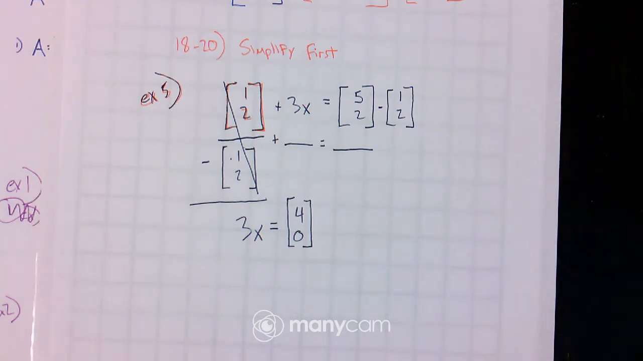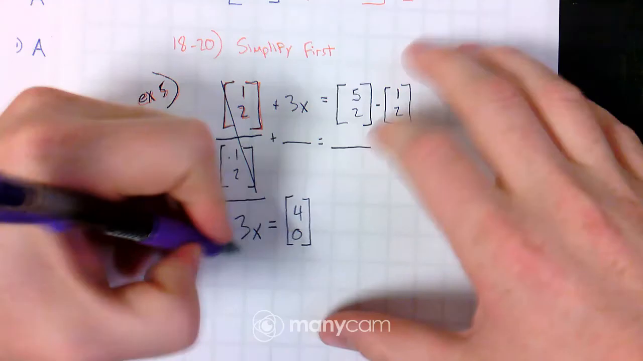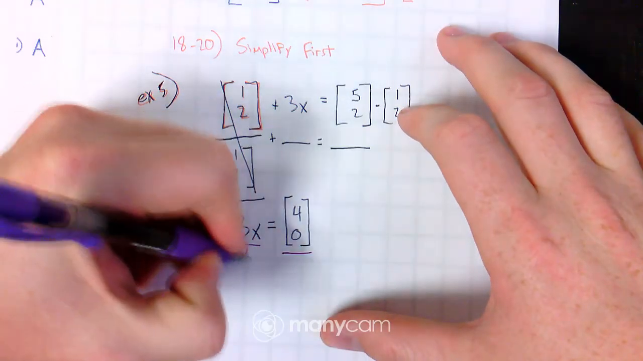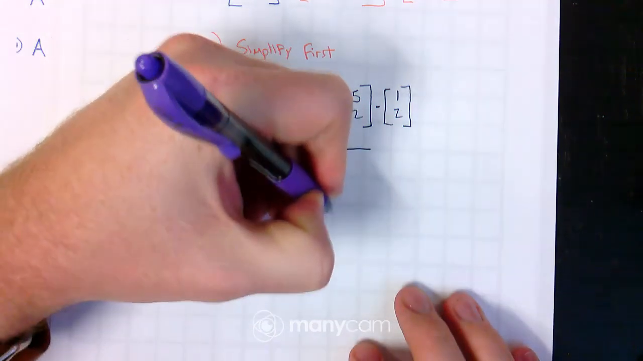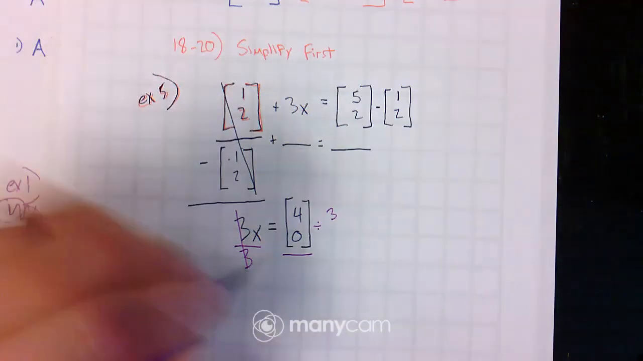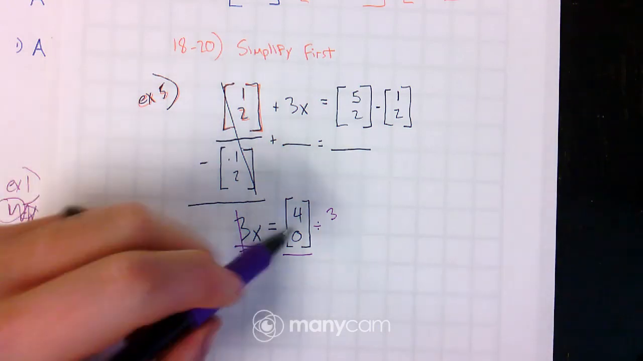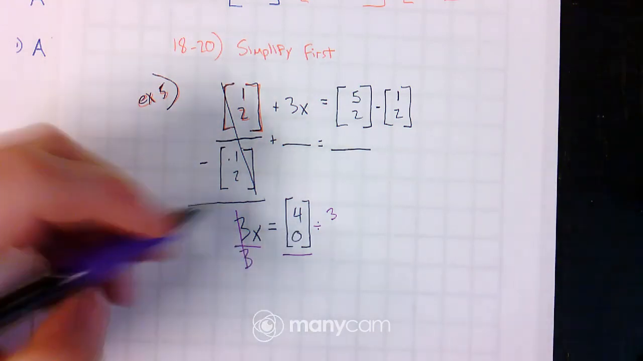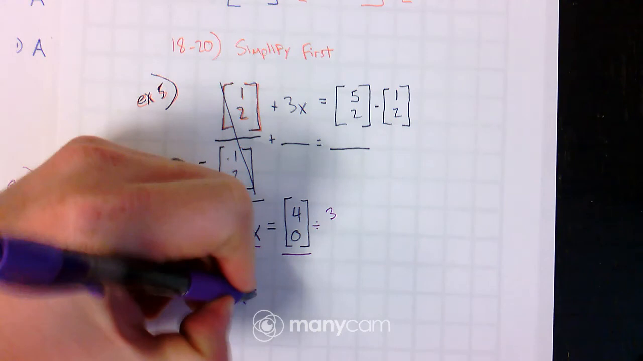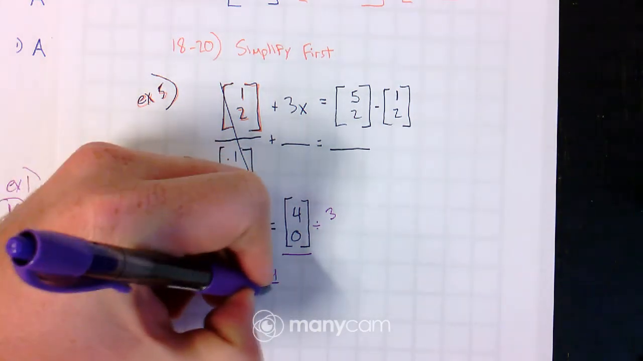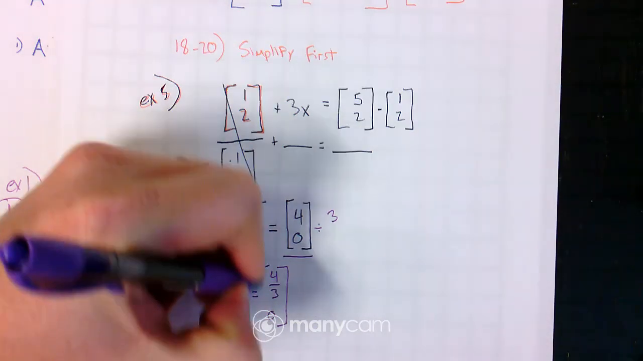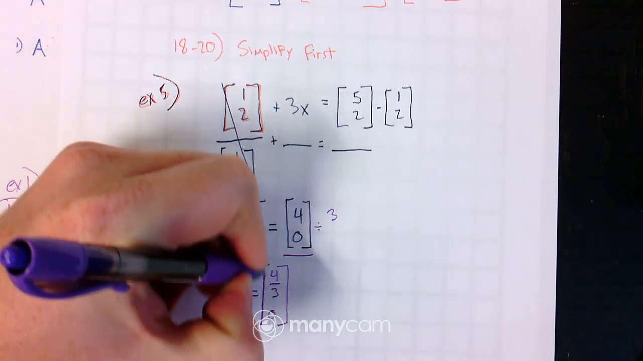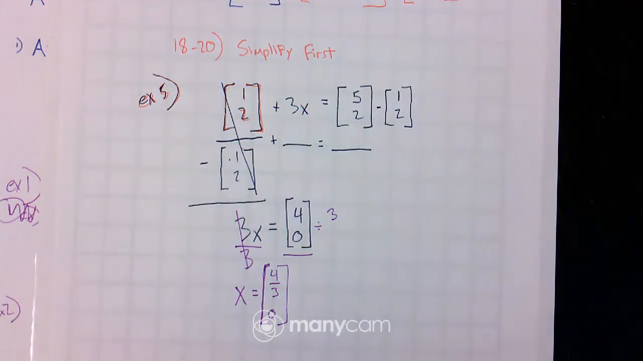Okay, so then we're going to do the same thing here. We're going to divide this by 3. And remember, we're distributing, right? So I have to divide both of those things by 3. So x would equal 4 divided by 3 and 0 divided by 3, which is just 0. And that would be my answer. Boom.